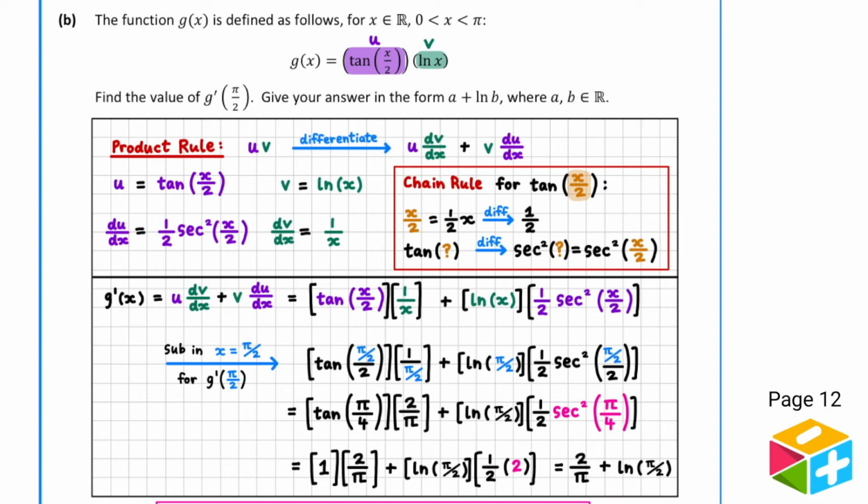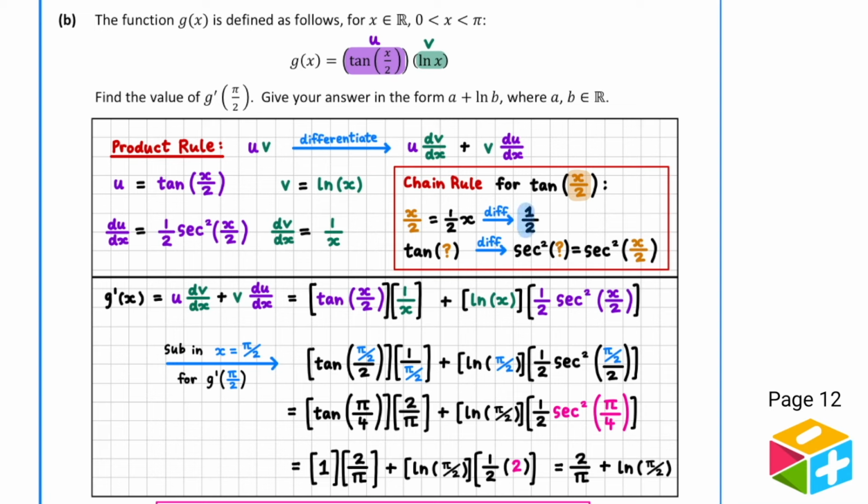On the outer level, our expression looks like tan of something. There's a rule in our tables which says that tan of x differentiates to secant squared of x. Using this pattern, tan of something will differentiate to secant squared of that something. In this scenario, we have an x over 2 in the place of the question mark, so we end up with secant squared of x over 2.